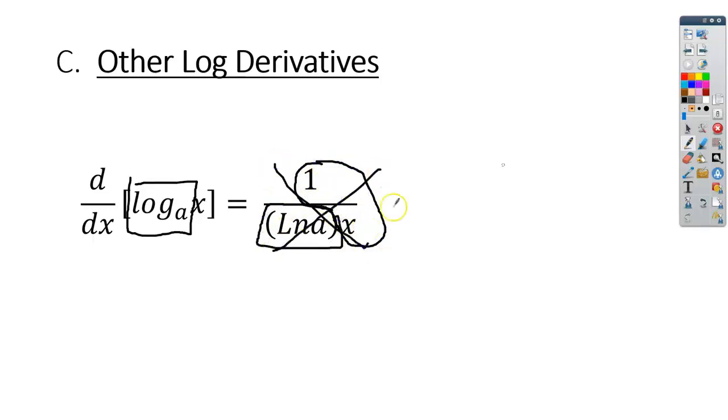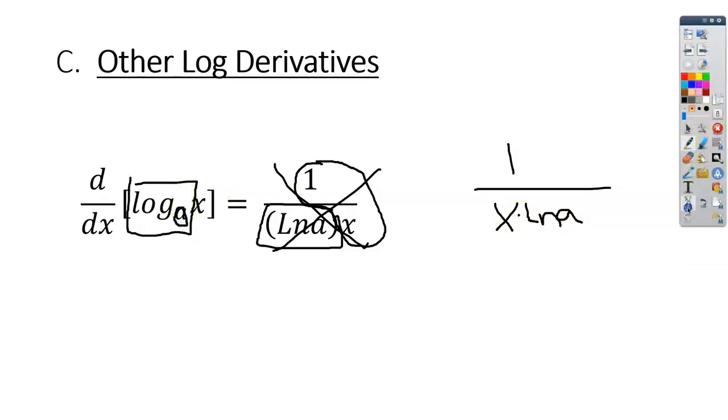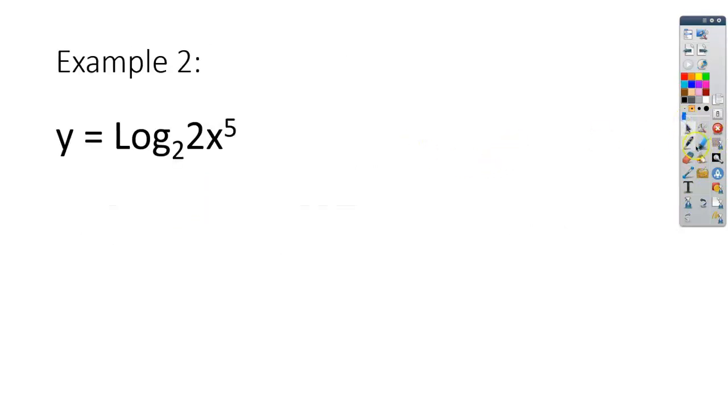Matter of fact, I really don't like the way this is written. If I were you guys, I would write it like this. So on your notes, maybe scribble that out and rewrite it like this. The x should really be in the front. So it's still 1 over x, just like it is for natural log, but then after that, you're going to multiply it by the natural log of the base as well. So not too bad, just a little bit more complicated. So let's do this one.